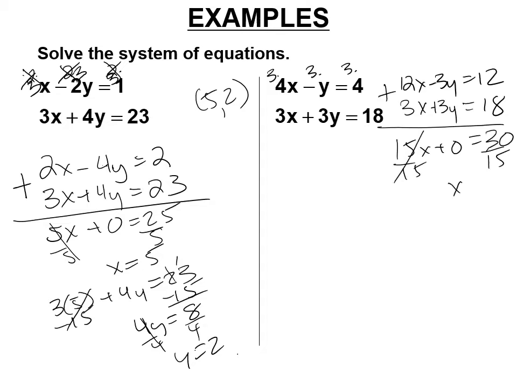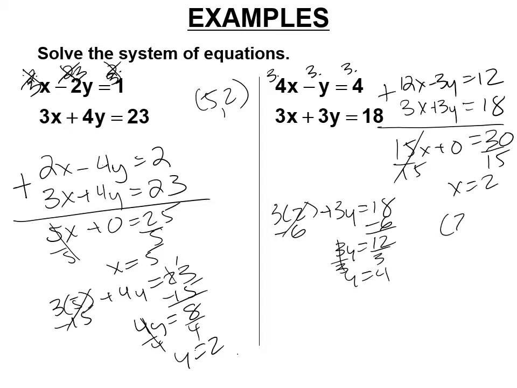And x equaled 2. We put the 2 where the x is. 3 times 2 is 6, so we're subtracting 6 from both sides. 18 minus 6 is 12. Y equals 4. These intersect at 2, 4.